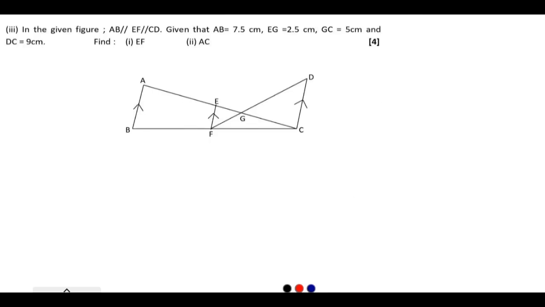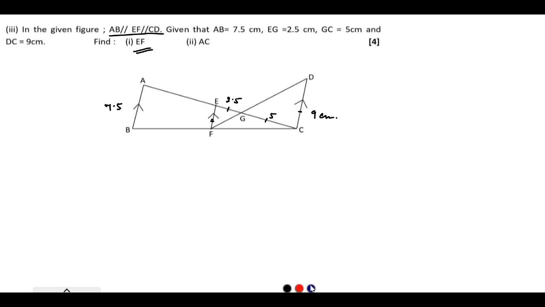Third part of this question, in the figure we are given AB, EF and CD are parallel. Given that AB is 7.5 cm, EG 2.5, GC 5 cm, DC 9 cm, we have to find EF and AC. Look at the figure.